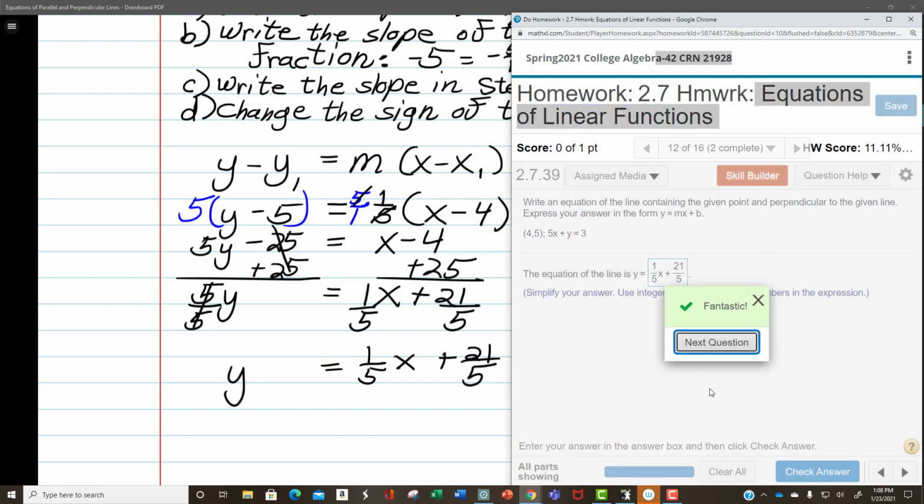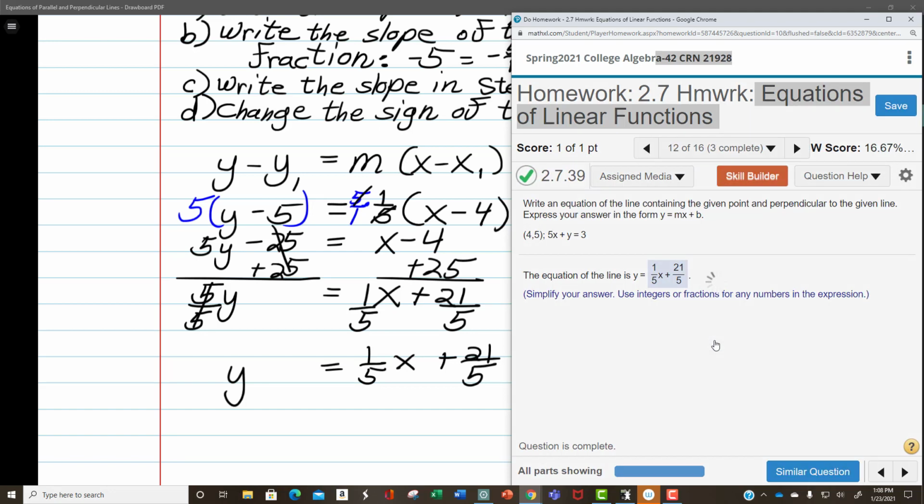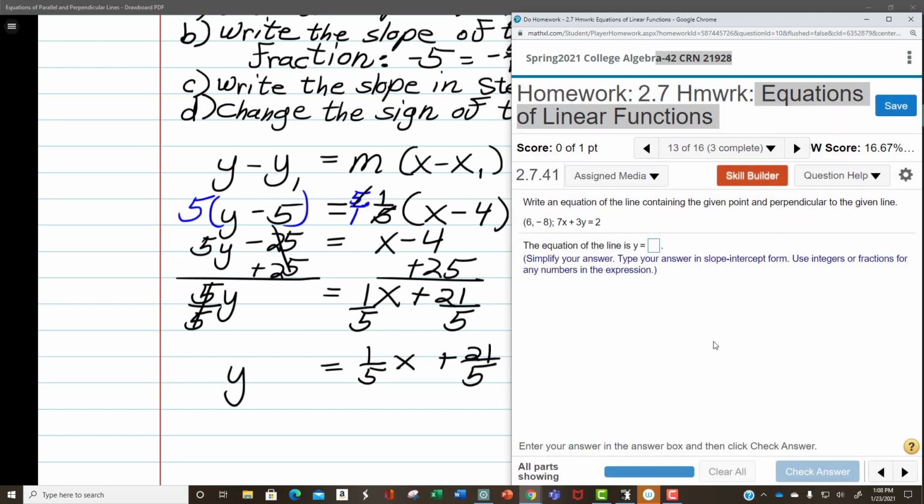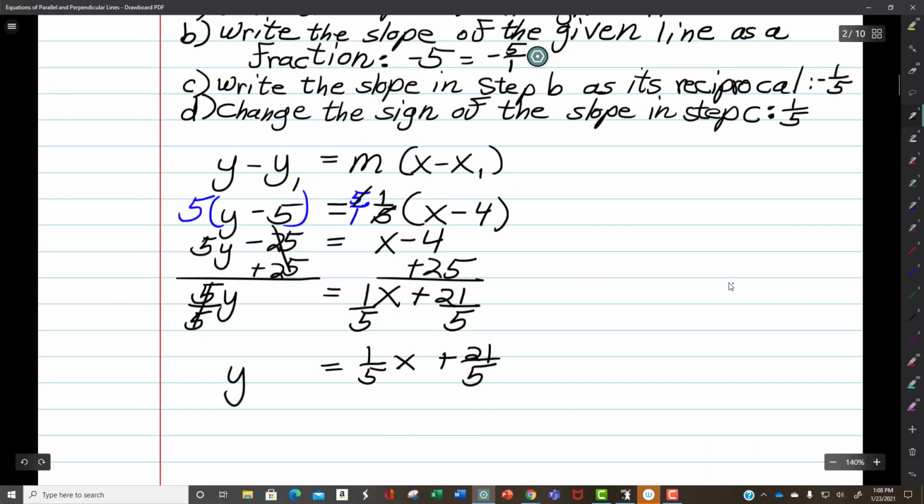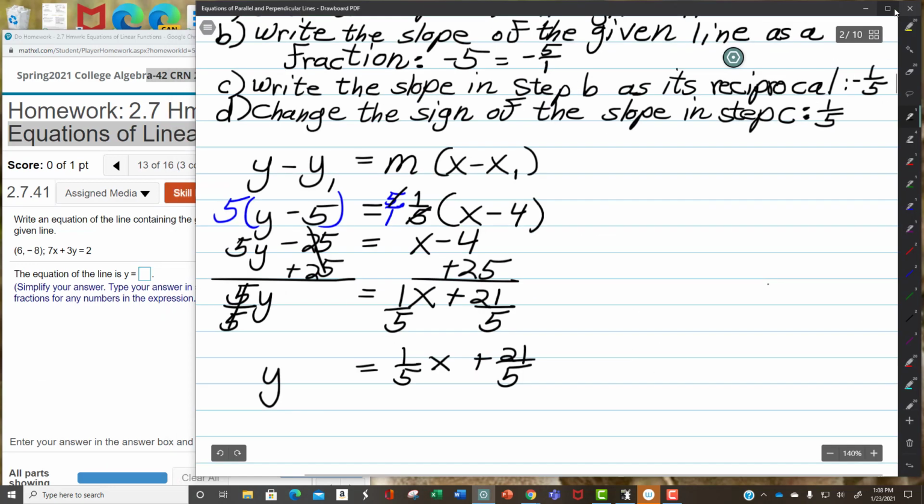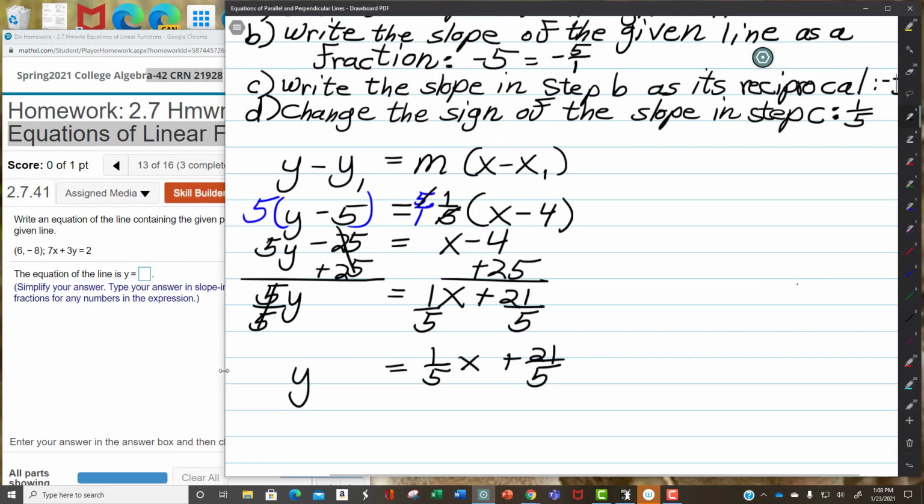Next question. Remember, you can always go back. You can slow down the video. You can speed up the video. Not a problem. Here's the next problem.